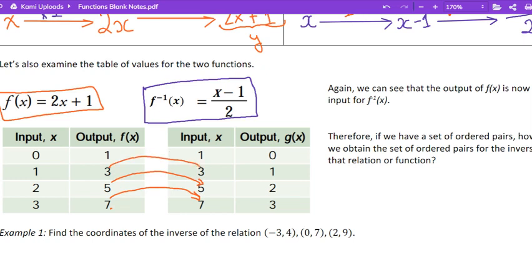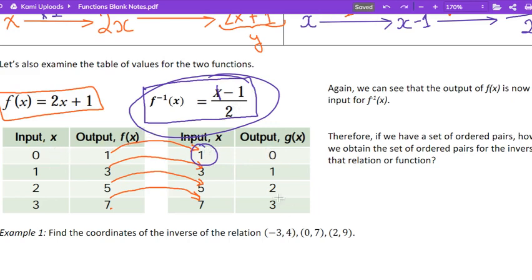Okay, so I'm taking the 3 and I'm making that the input, taking the 1, making that the input, because I want to prove that this function truly is an inverse function. Because if it's an inverse, if I put the output into the equation, I should get the original input. So when the output was 1, okay, let's see. 1 minus 1, all divided by 2. There you go. It is 0. And what was the original input? It was 0.